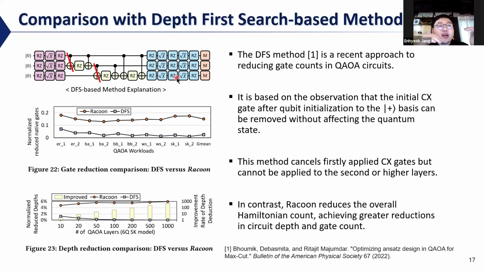And here we compare our Raccoon method with the state-of-the-art depth-first search method. This method cancels the first CX gate of the QAOA circuits, because the CX gates after applying the Hadamard gates do nothing. We can remove these CX gates. But this method can only be applied to the first layer of the QAOA circuits. It cannot be applied to the second or third QAOA layers. So Raccoon shows a more reduced circuit depth than such a method.